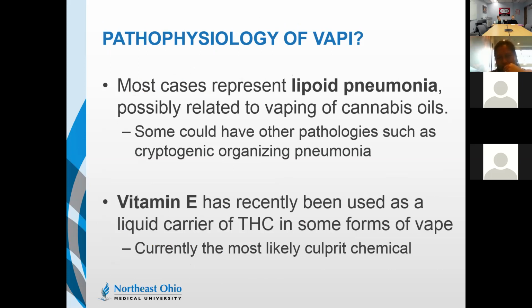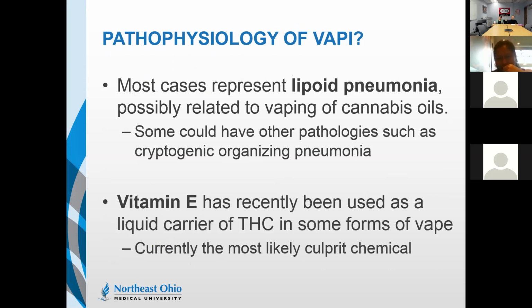The article also went into a little bit about what's the cause or the pathophysiology, and they said that most of the cases represent something called lipoid pneumonia, and that's possibly related to vaping cannabis oil. So lipoid sort of refers to a fat-like substance. And then this is where it got way over my head. They said it's not all lipoid pneumonia. It could be cryptogenic organizing pneumonia. So, okay, don't ask me what that is.